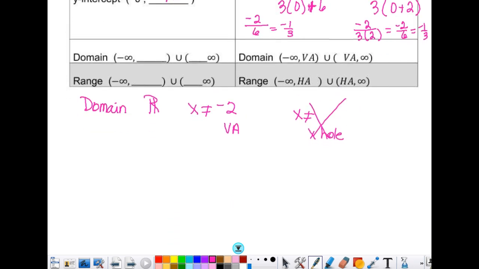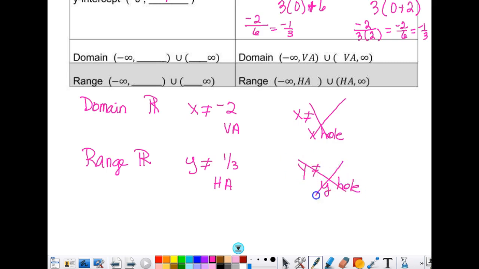Then the range is all real numbers, except y is not equal to the horizontal asymptote. What was the horizontal asymptote? 1/3, because range goes from bottom to top. So it's going to skip over that 1/3 and then keep going because nothing can touch that 1/3. And then it's not equal to the y of the hole, which we don't have. We'll deal with that tomorrow.